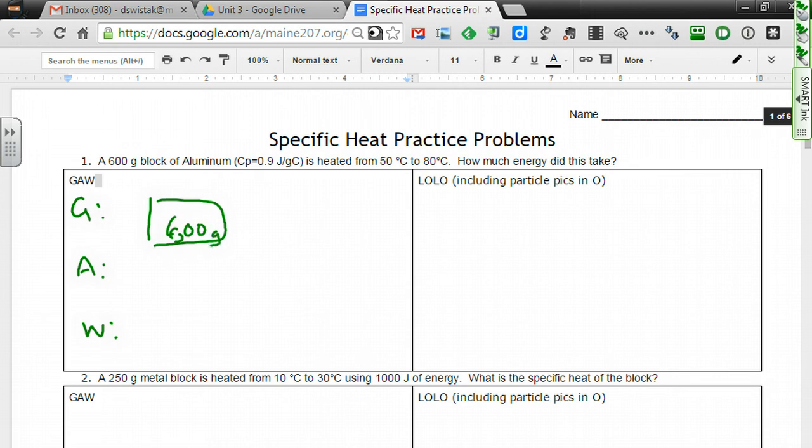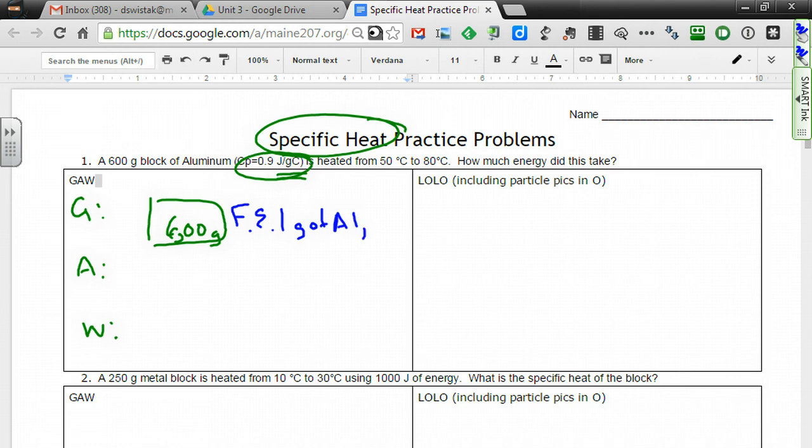And it has a CP of 0.9 joules per gram degree Celsius. This little guy over here is what we call specific heat. Now, is that important? Absolutely not. What is important is that this tells me a for every statement. So it tells me that for every 1 gram of aluminum to change 1 degree Celsius, we need 0.9 joules. Okay, that's what that tells me.